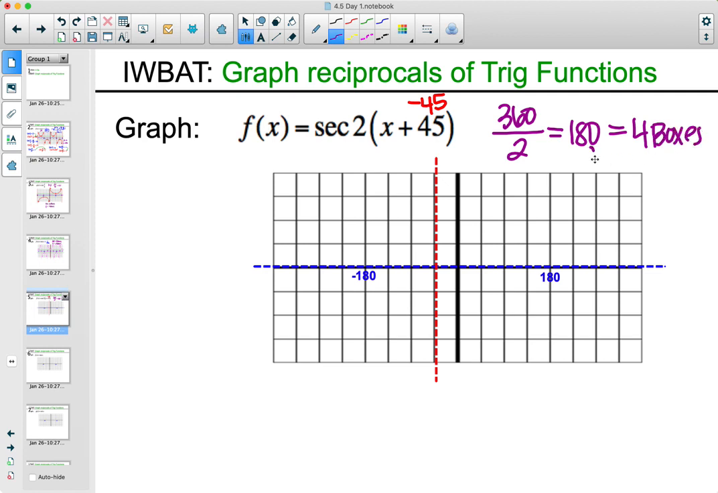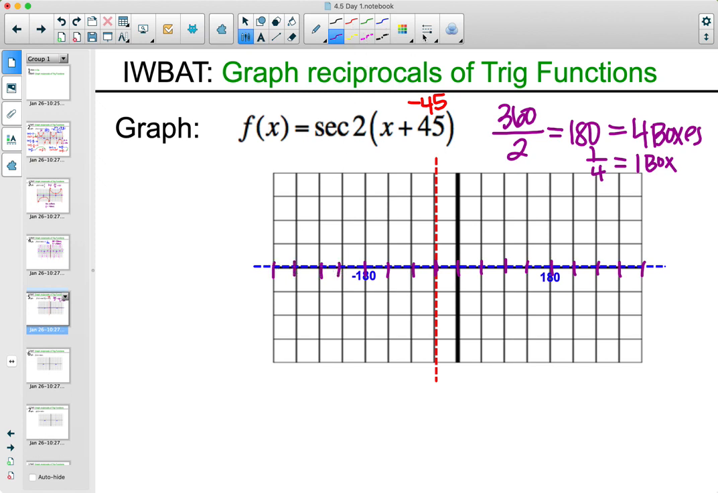And then we want to split our period in fourths for our mins, middles, and maxes. So a fourth of 4 is 1 box. So every 1 box from this phase shift, so starting here, every 1 box is going to be a min, middle, or max. Okay, so every box. You can put all these little dashes on here if you want, or you can remember it's every box.